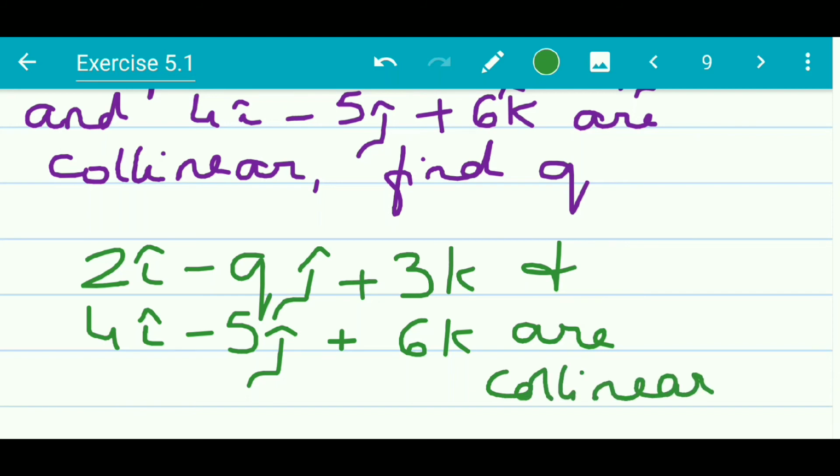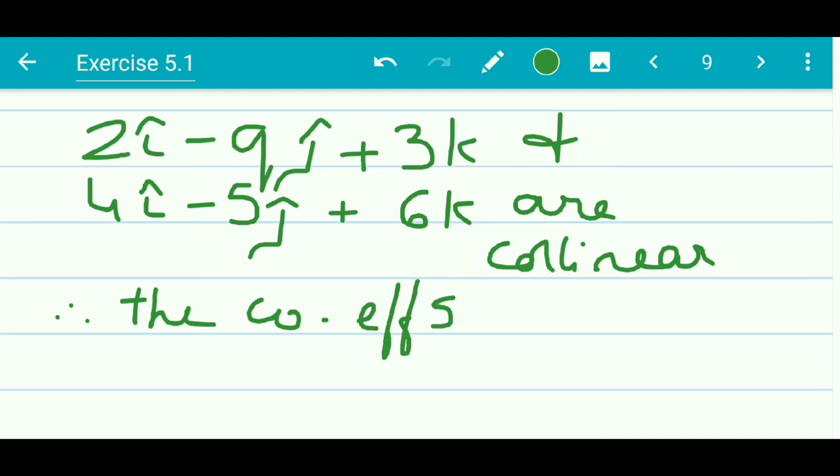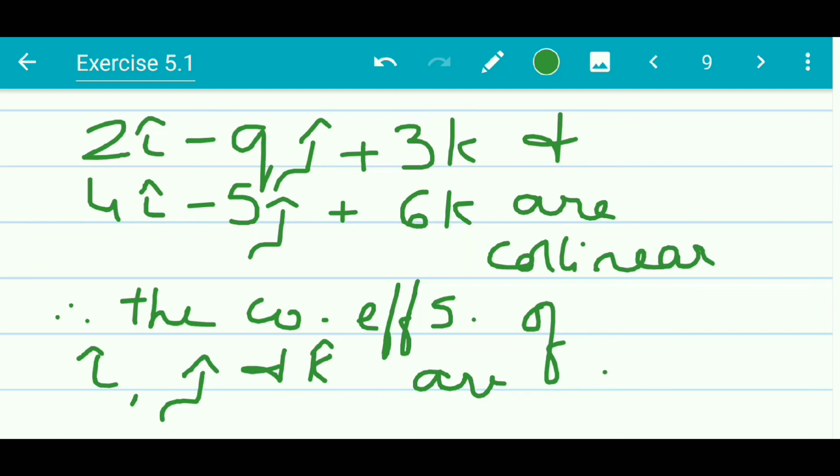Now, there are several ways of solving this sum. One of the easiest ways is to remember that if vectors are collinear, then the coefficients of i, j and k are proportional. Proportional means they form the same ratio.